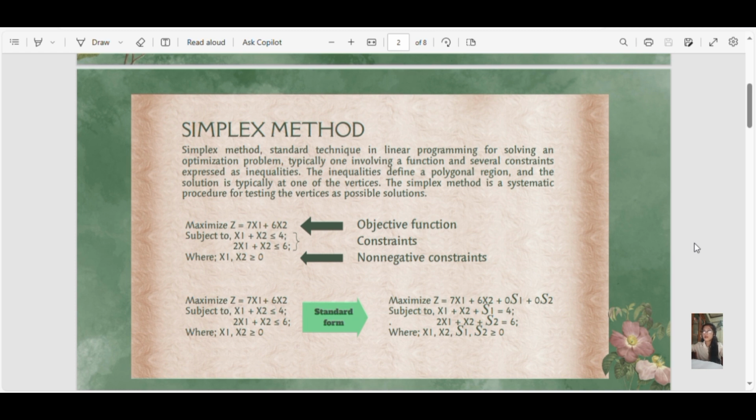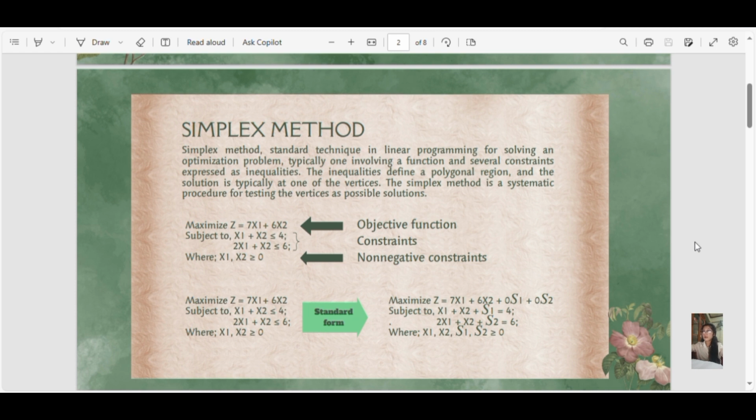The inequalities define a polygonal region and the solution is typically at one of the vertices. The simplex method is a systematic procedure for testing the vertices as possible solutions. So, as you can see, maximize z equals 7x1 plus 6x2, that is the objective function, and the constraints are subject to x1 plus x2 less than or equal to 4, and the non-negative constraints are where x1, x2 are greater than or equal to 0.